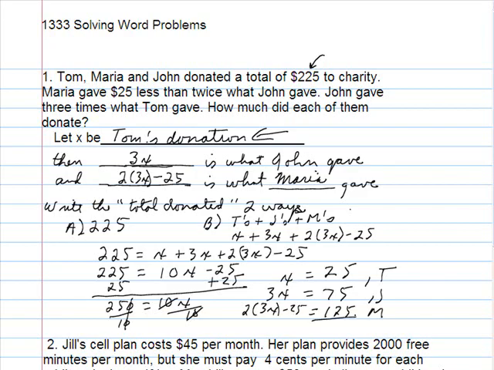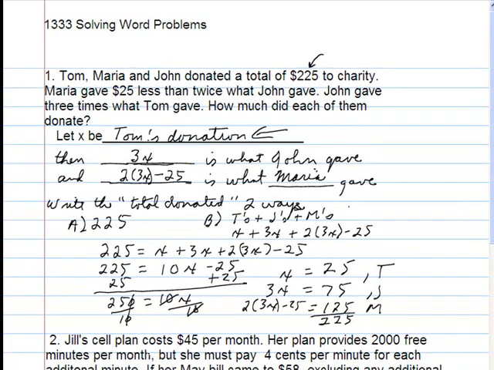Let's see if that worked. 5 and 5 and 5 is 15. 10 and 2 is 12. Carry the 1. In total, they gave 225. That's what the problem says. So that appears to have worked. So let's go on now to problem 2.